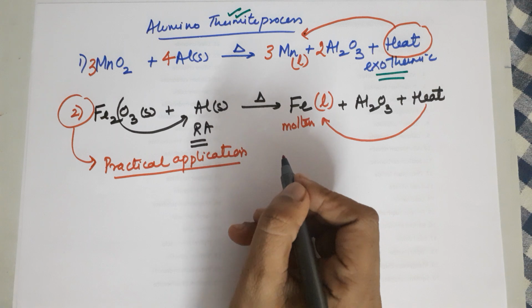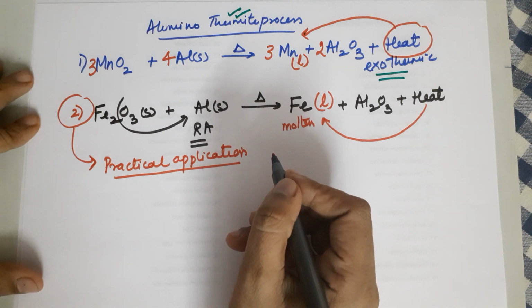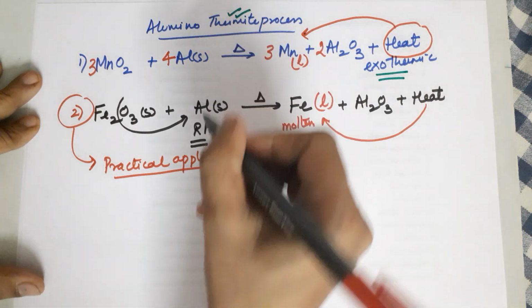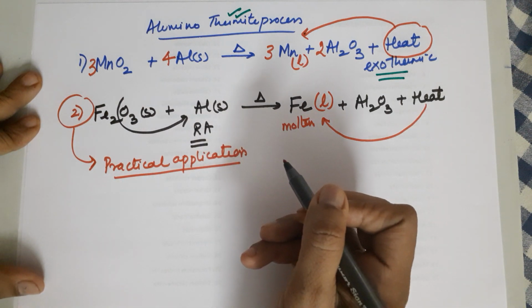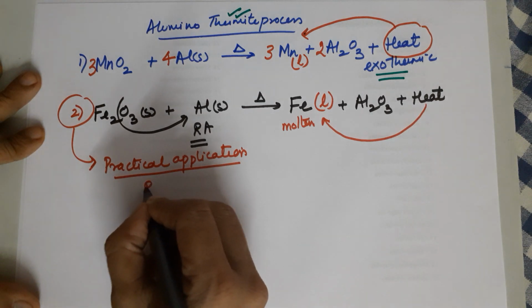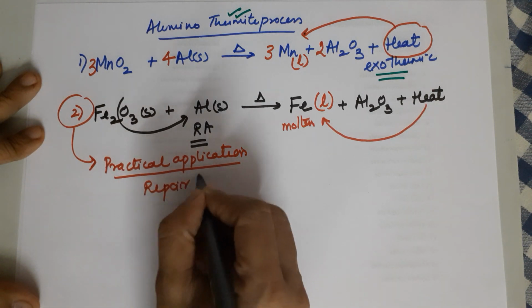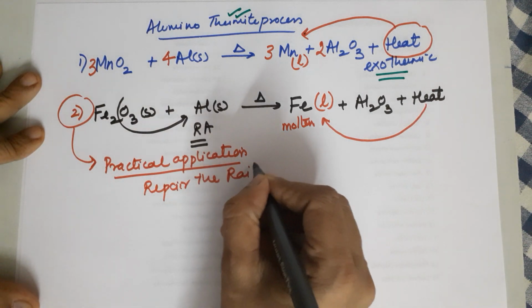The aluminothermite process, my advice, if you are wanting to learn only one equation, then in that case my advice is you do the second, because the second one also has a practical application in daily life. This is to repair the railway tracks.